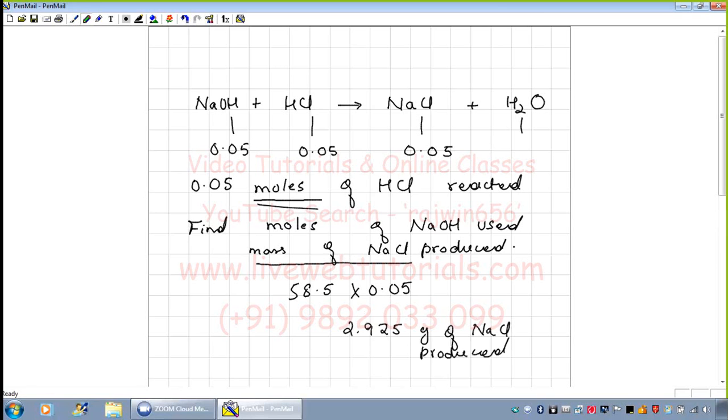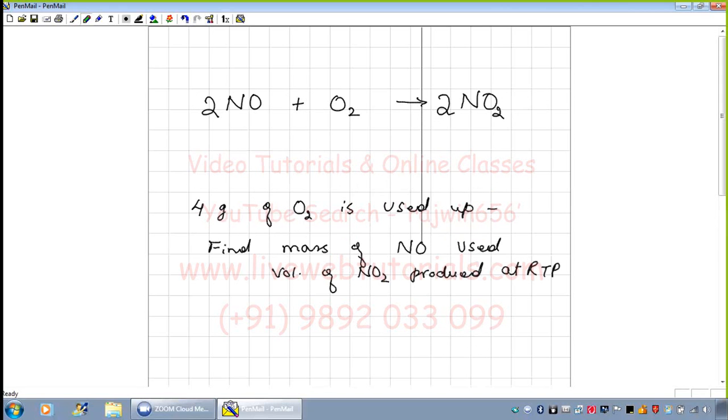How many moles of NaOH will be used up? 0.05. Obviously, here the ratio is 1:1, so the moles of NaOH that is getting used up will be 0.05. Simple. Next question. So the mole ratio will be 2:1. Correct. Here the mole ratio is 2:1:2.